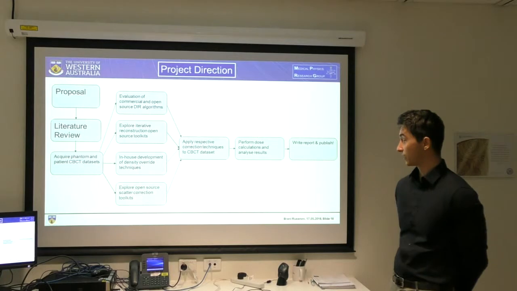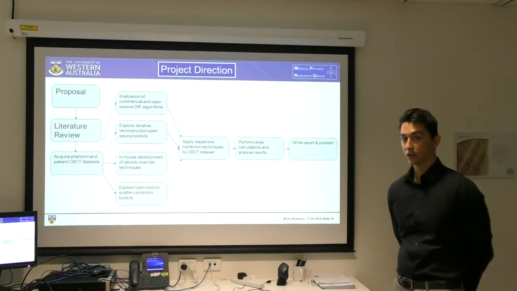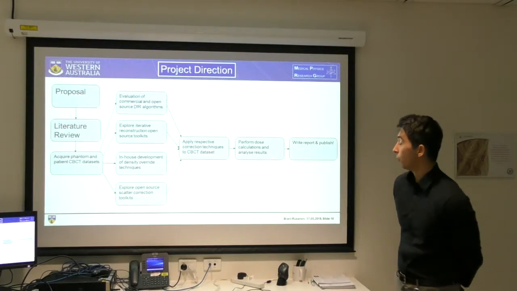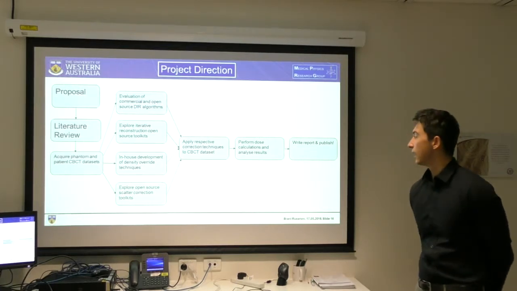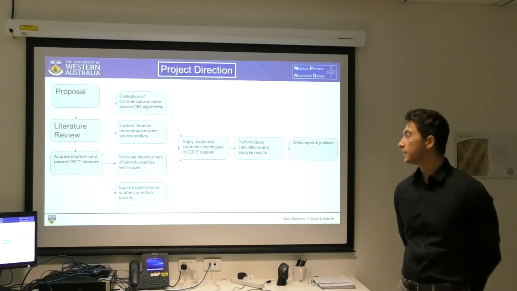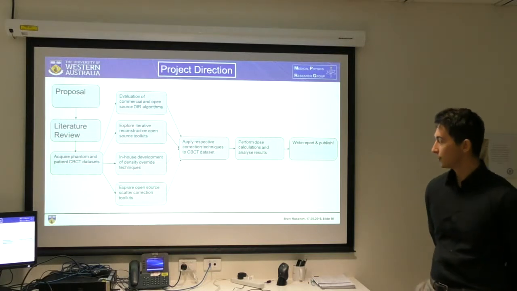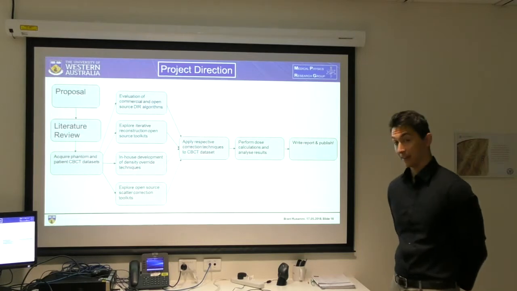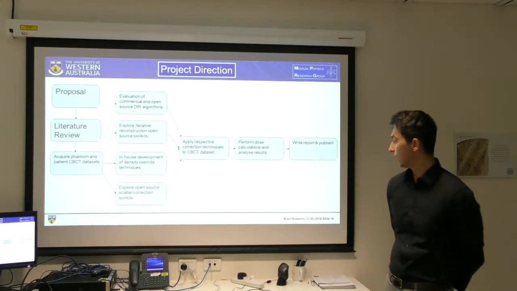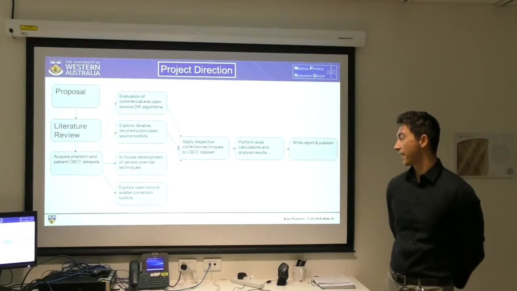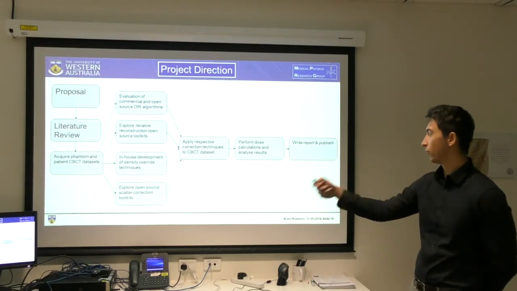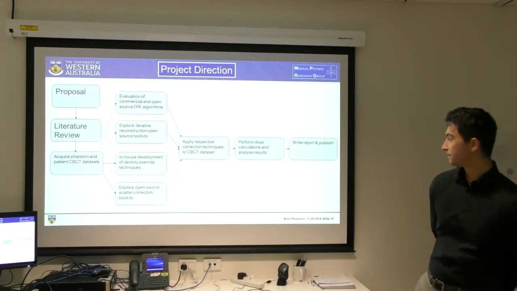I will be exploring iterative reconstruction toolkits. There's actually quite a few of them online as open source sources. I will develop in-house density override techniques, as I wouldn't say they're too hard to do. I think just a bit of MATLAB coding, and we'll see how that goes. And then, of course, I will explore open source scatter correction toolkits and hopefully apply these to the rest to improve the overall image quality.